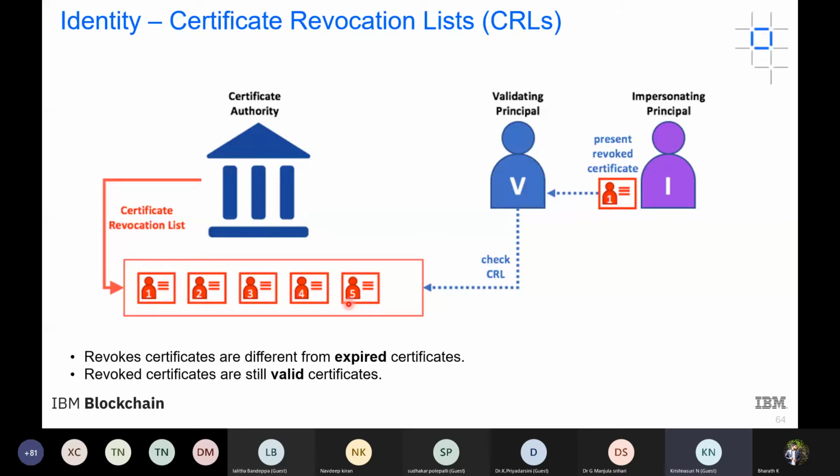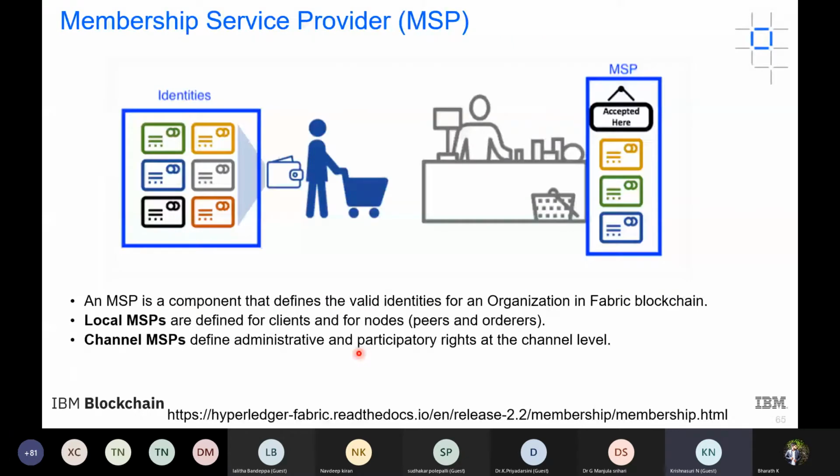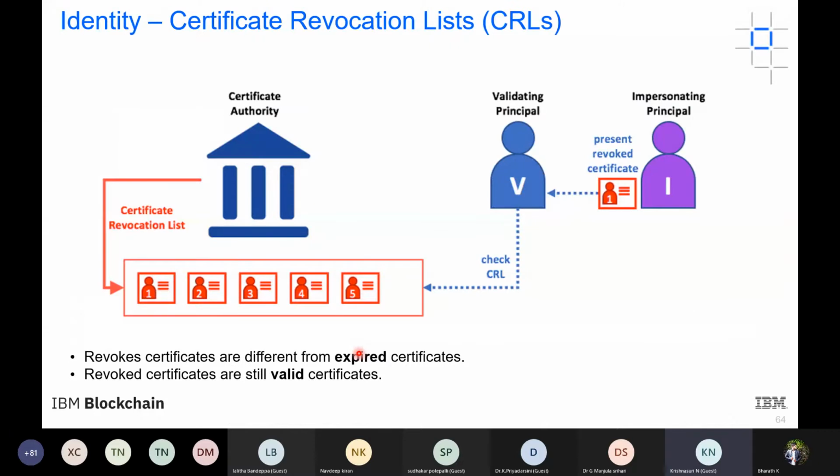Next is what is MSP. So till now we have come across the concepts related to acquiring an identity. For example, your Aadhaar card or your driving license or your passport. You can assume that these are all different identities, right? You can acquire them.